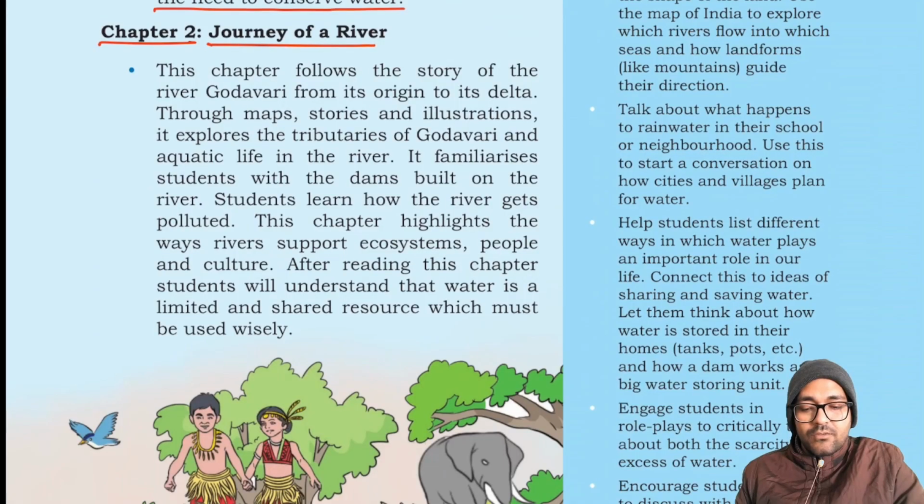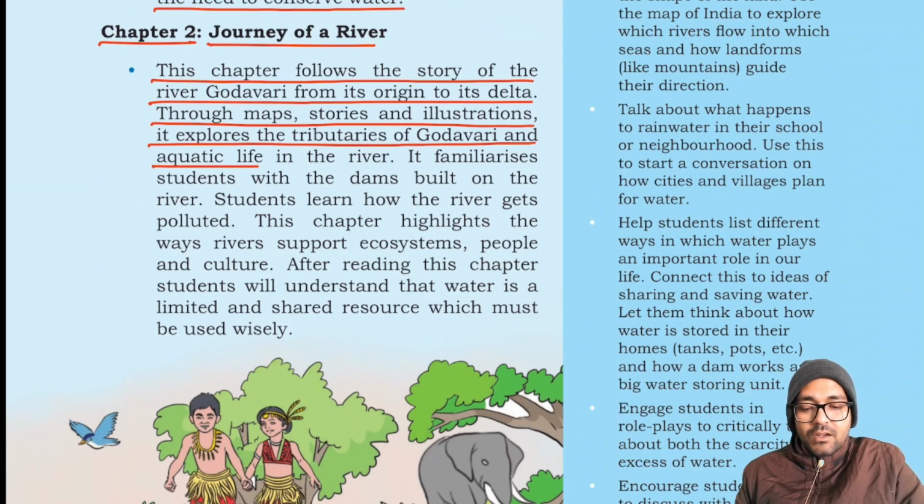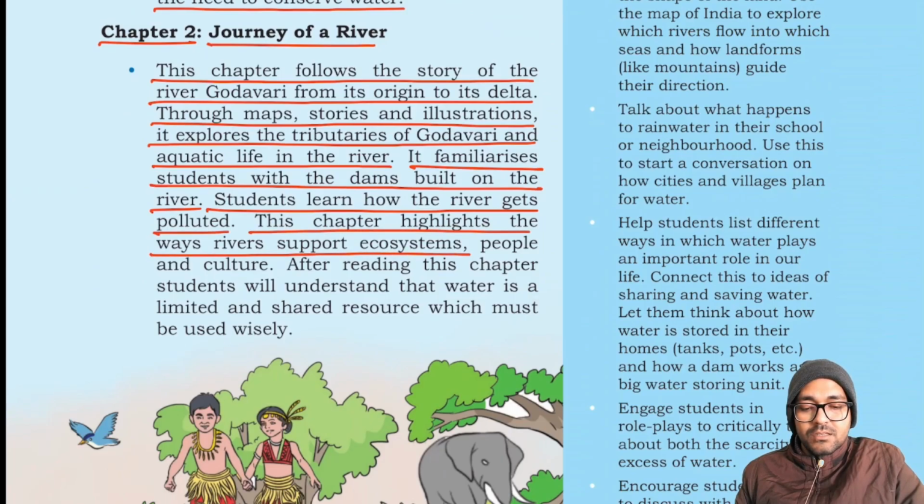Chapter 2, Journey of a River. This chapter follows the story of the river Godavari from its origin to its delta. Through maps, stories and illustrations, it explores the tributaries of Godavari and aquatic life in the river. It familiarizes students with the dams built on the river. Students learn how the river gets polluted. This chapter highlights the ways rivers support ecosystems, people and culture. After reading this chapter, students will understand that water is a limited and shared resource which must be used wisely.